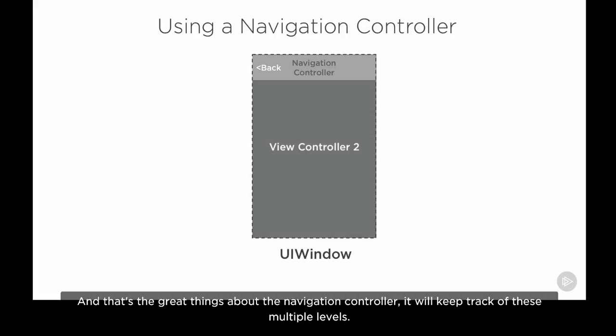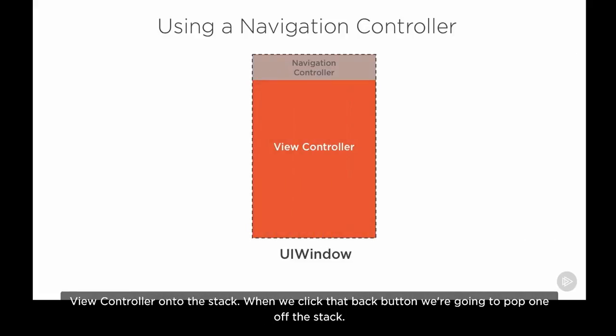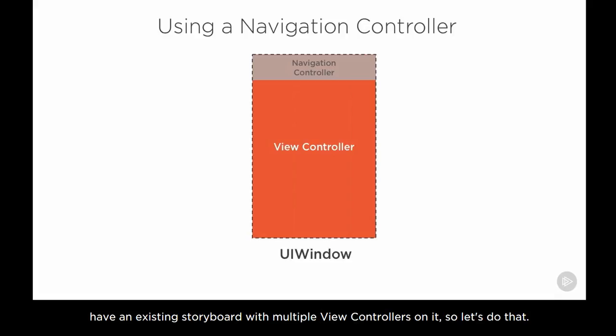And that's the great thing about the navigation controller. It will keep track of these multiple levels. When you want to move down, we're going to be adding a new view controller, what's called pushing a view controller onto the stack. When we click that back button, we're going to pop one off the stack. The navigation controller will take care of all of that. And luckily, it's really easy to add, even if we have an existing storyboard with multiple view controllers on it. So let's do that.